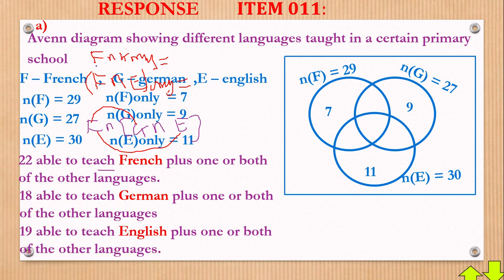The one beginning the story is f, but f is 22, able to teach French. So this 22 here goes with French. This 18 here goes with Germany. This 19 here goes with English. So now this implies that f and g only will be equal to f, which is 22, minus, now f intersection g, g has what? G has 18. So minus 18, like that. That will give you f and g only. But where is f and g only? F and g only is here. So when you subtract this, the final answer you get will be a 4. So even here you shall have a 4 straight, like that.